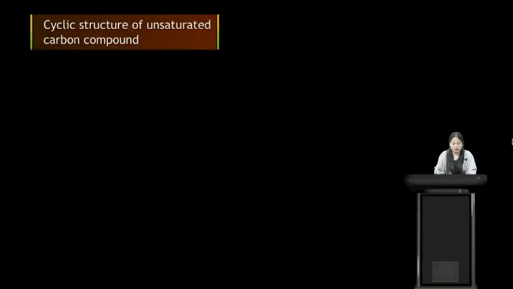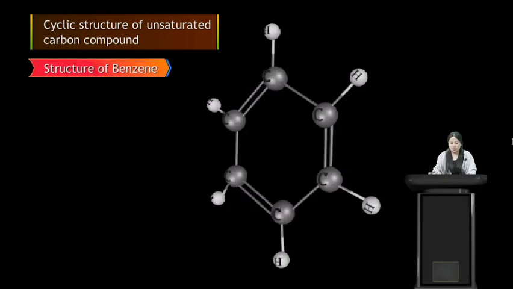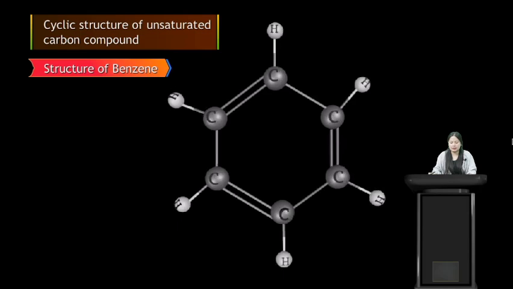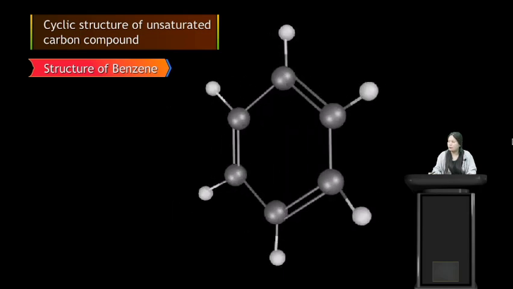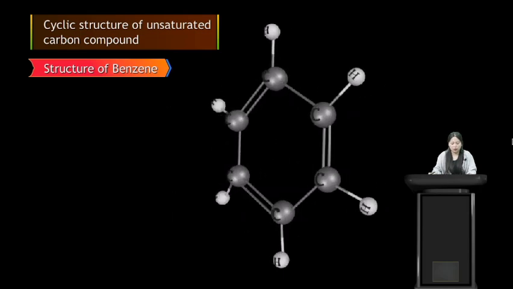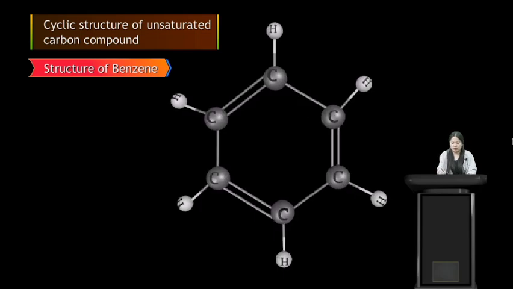So let us see the cyclic structure of an unsaturated carbon compound, taking the example of benzene. Benzene is a 6 carbon atom compound, but it has 3 double bonds: 1 double bond here, 1 double bond here, 1 double bond here. So this is an unsaturated compound, but it can form a ring structure. This is an example of a cyclic structure of an unsaturated carbon compound. The compound name is benzene, and this is the structure of benzene.